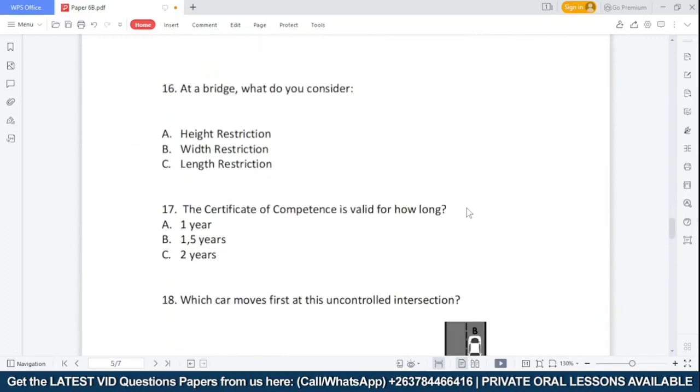So number 16, at a bridge, what do you consider? As you have heard of narrow bridges, each time you come across this question, just think of a narrow bridge. So area narrow bridge, what is narrow? The word narrow is associated with width, right? So it is a width restriction.